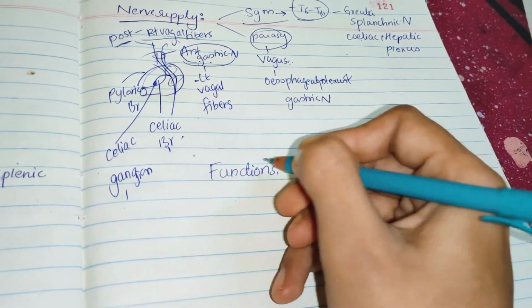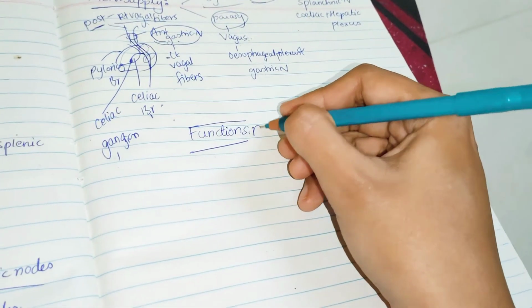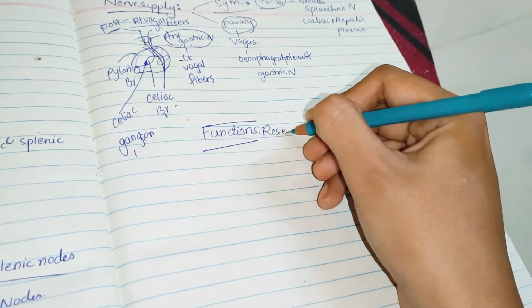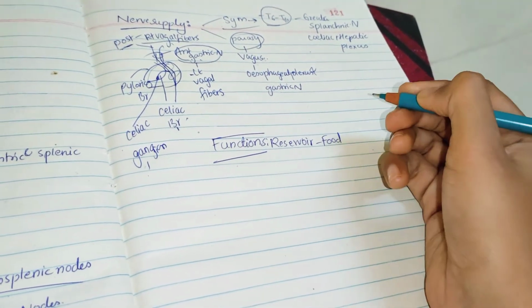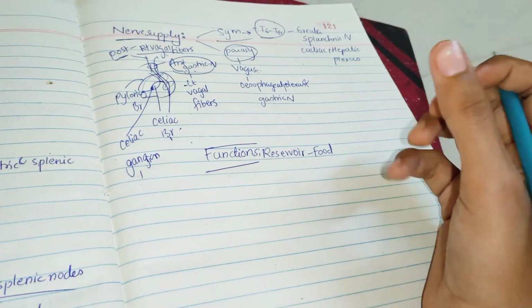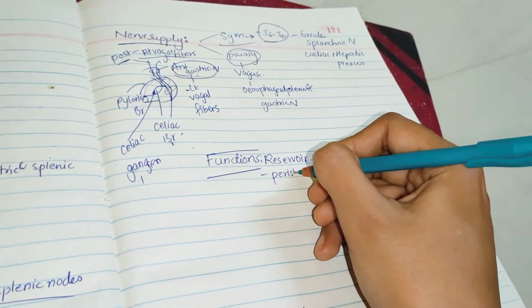So this is very simple again. Everyone knows the functions of the stomach. Primarily it is a reservoir for food. So it is a reservoir for what? Food. Next comes peristaltic movements. It softens and mixes food with gastric movements, right? So, peristaltic movement.